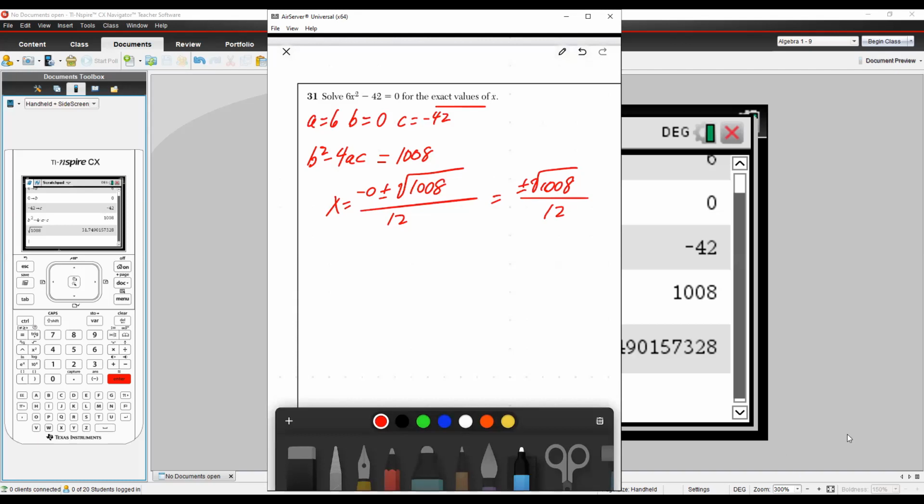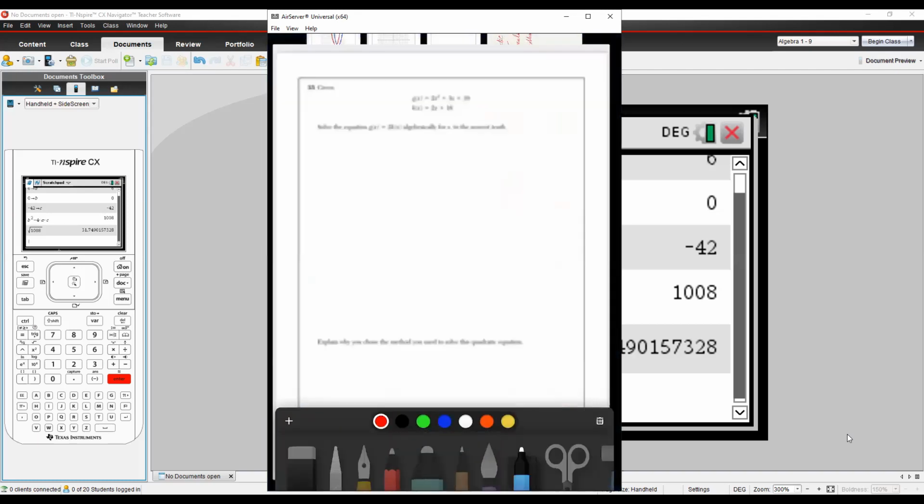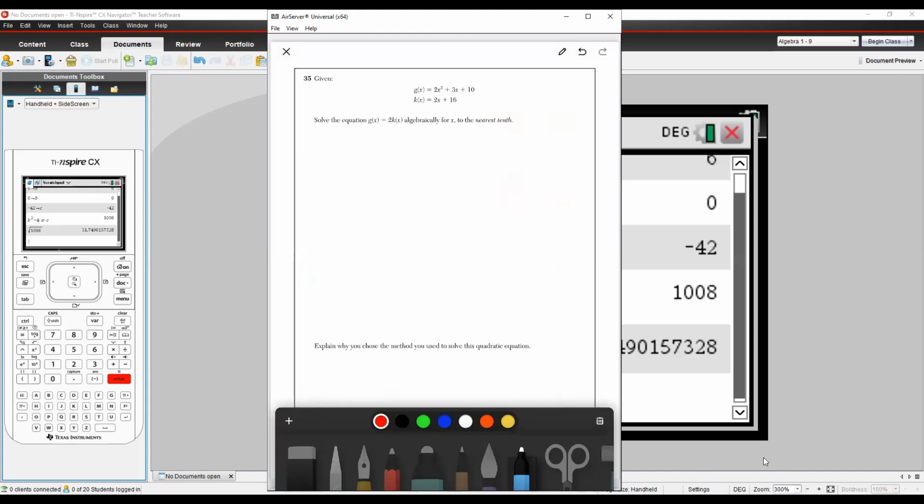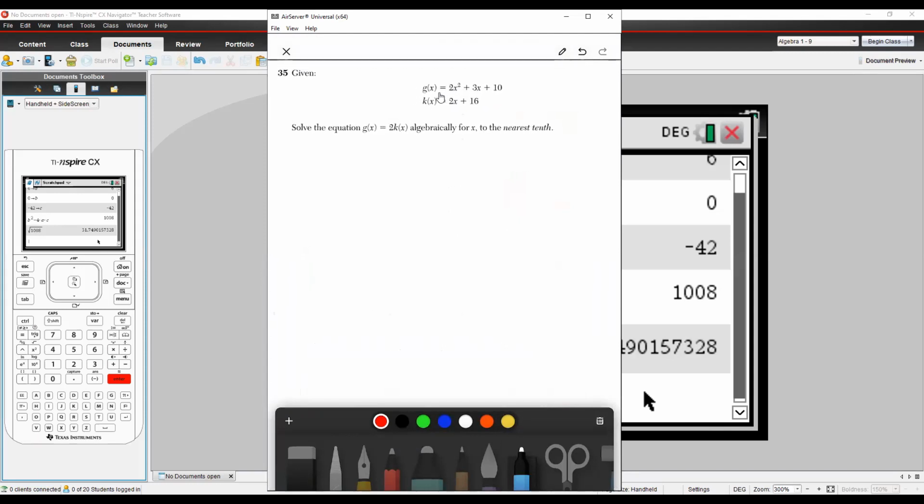All right. Now I'm going to do one more question. This is going a little longer than I wanted, but I want you guys to see this question. So this question is, they've given us two functions. One's a quadratic and one's a linear. So g of x is equal to 2x squared plus 3x plus 10. And the other function is k of x equals 2x plus 16. They said, solve the equation g of x equals 2 times k of x algebraically for x to the nearest tenth. All right, so here's what we're going to do.